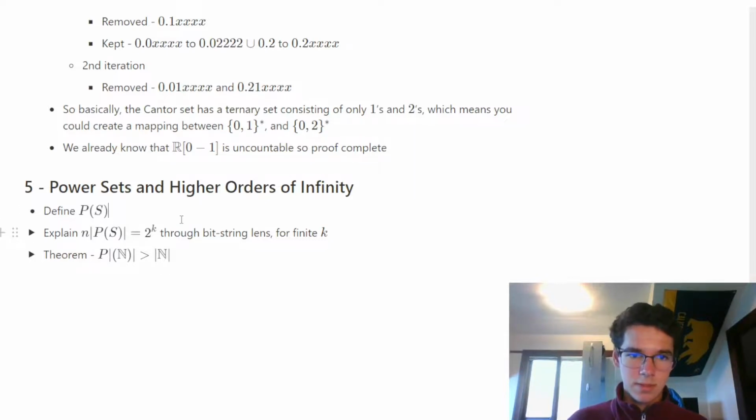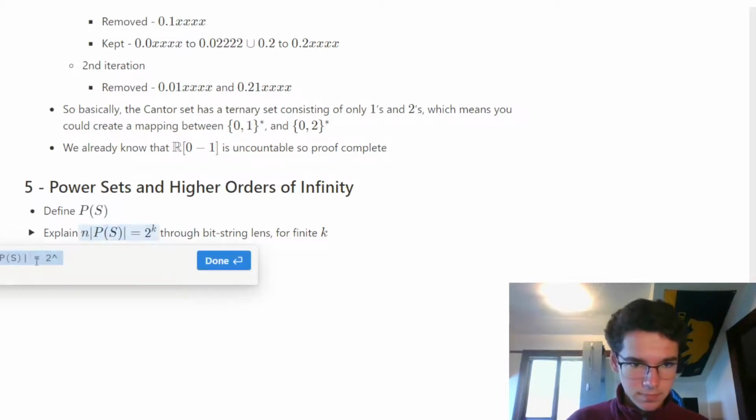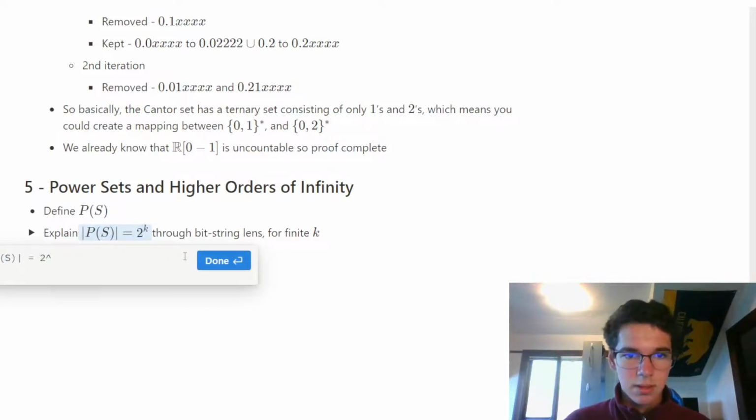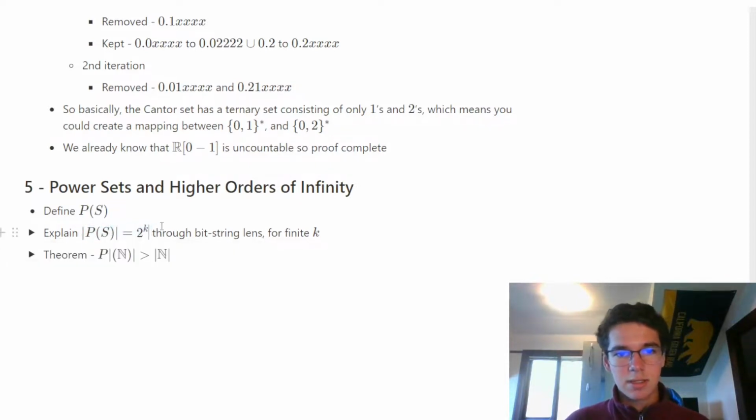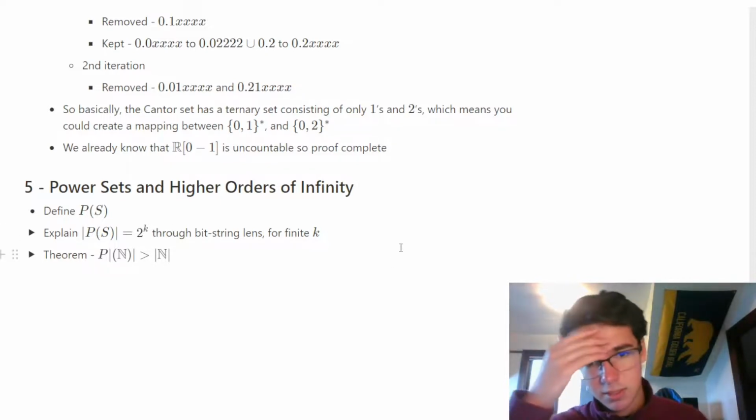So the formula for that is basically, I don't know why there's an n there. The size of the power set is equal to 2 to the k, where k is the number of elements in the set. And you can represent this as a bit string.